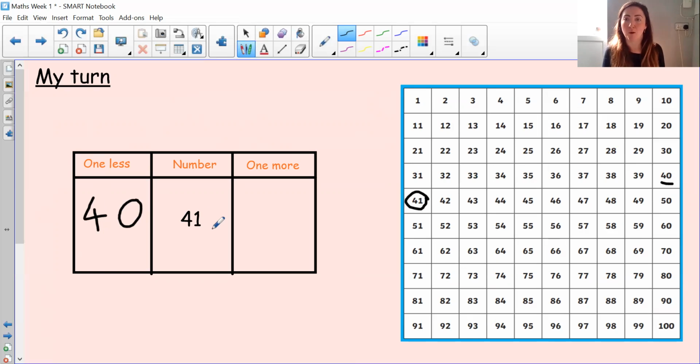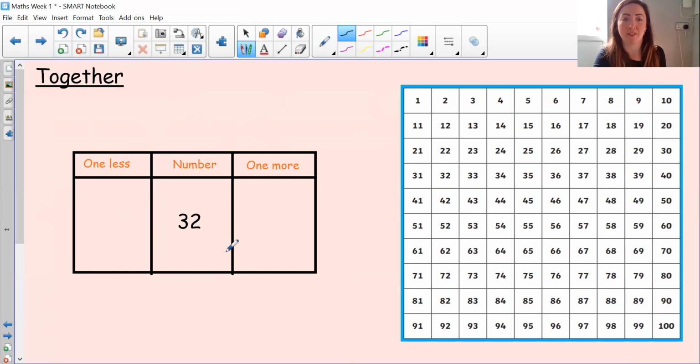Okay, and then to find one more than 41, we need to look at the number that comes after 41. So here it is, 42. So one less than 41 is 40 and one more than 41 is 42.